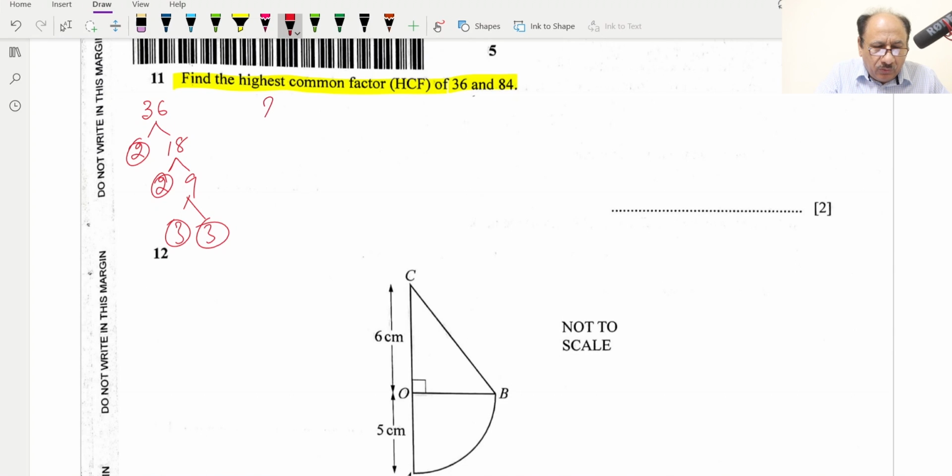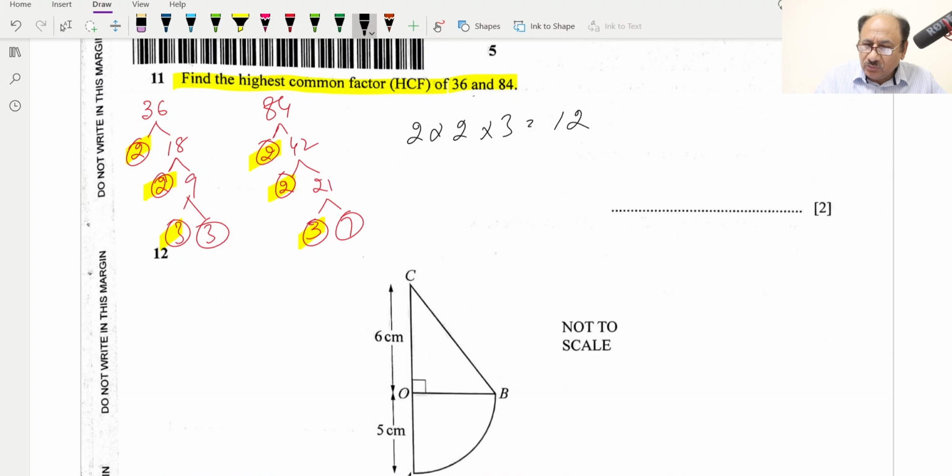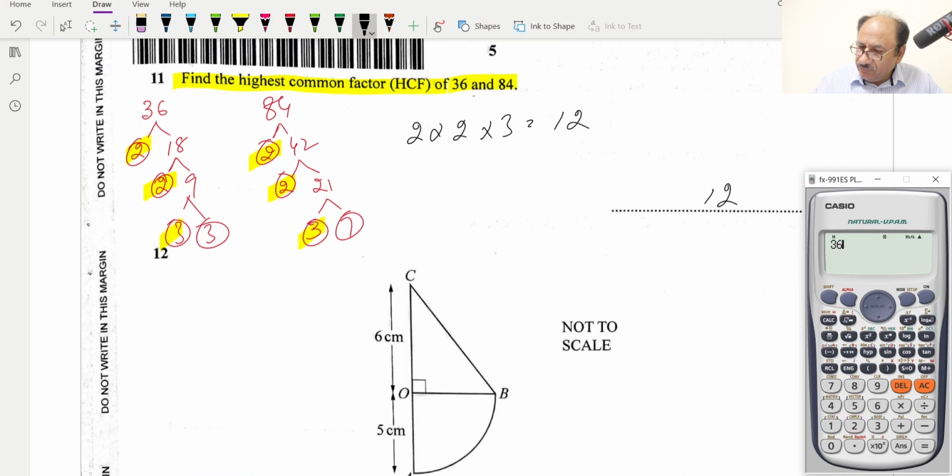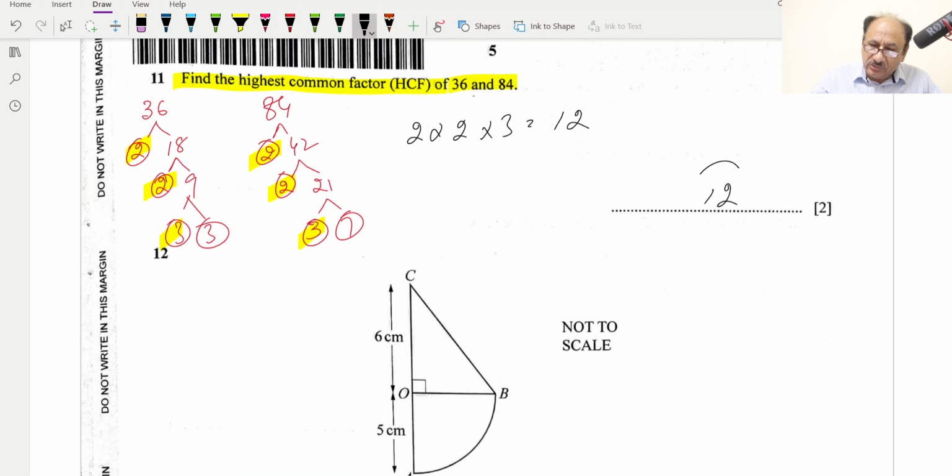And for 84 also we can split 2 into 42, and then 2 into 21, and then 3 and 7 will be 21. So these will be the prime factors. And what are common? 2 and 2, then 3 and 3. So we can write here 2 into 2 into 3, which is equal to 12. You can check 12 divides 36 completely without any remainder. 84 is also completely divisible by 12, giving 7. Hopefully you got this. So our answer will be this one.